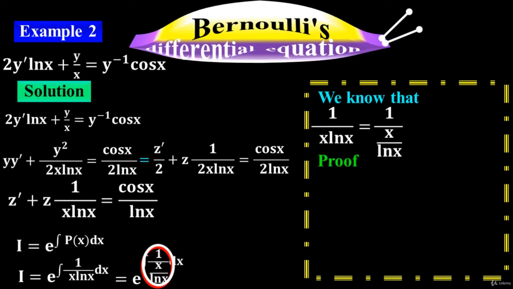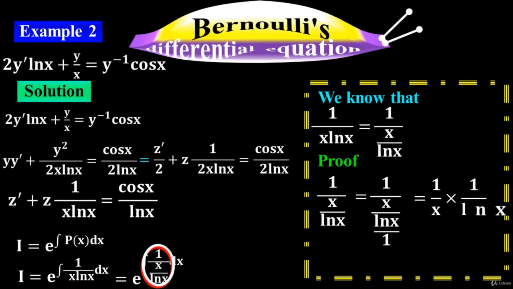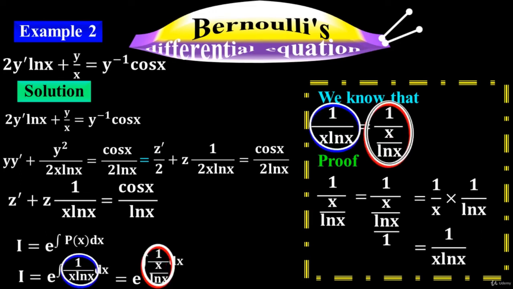1 over x natural log x equals 1 over x divided by natural log x. How can we prove that? It equals 1 over x divided by natural log x over 1. If I write 1 under natural log x, to change it into product form, the natural log x over 1 will flip the opposite way. I can write 1 over x times 1 over natural log x. So that's how it equals 1 over x natural log x. It's as simple as that.